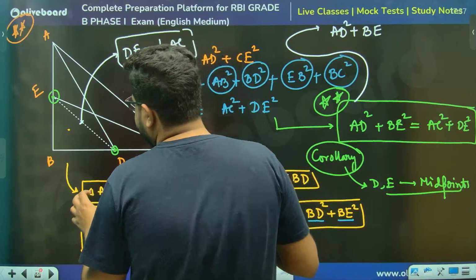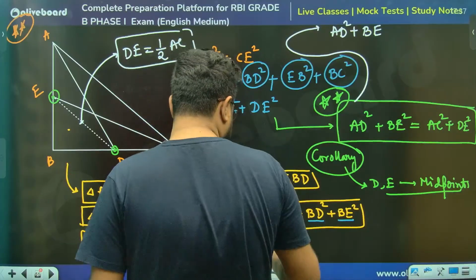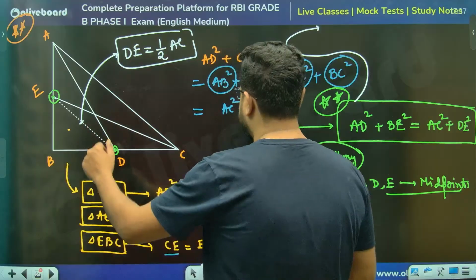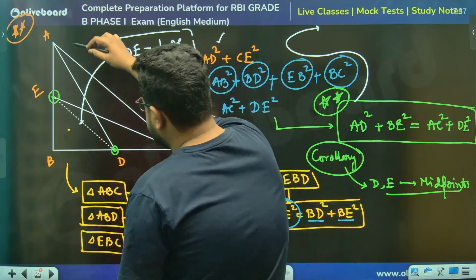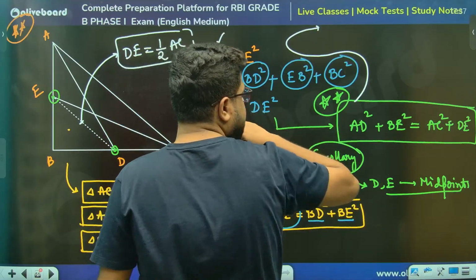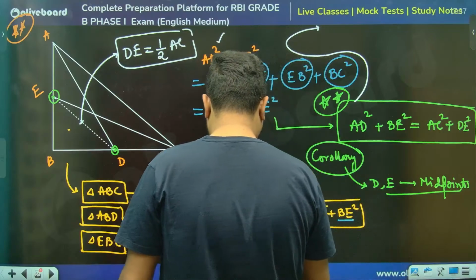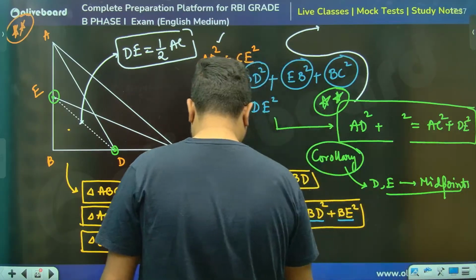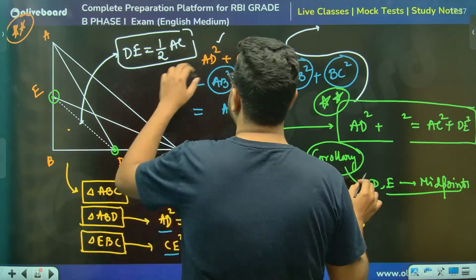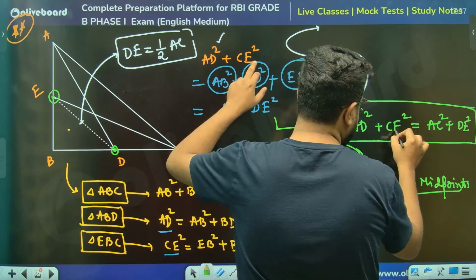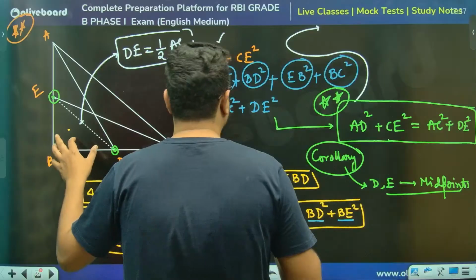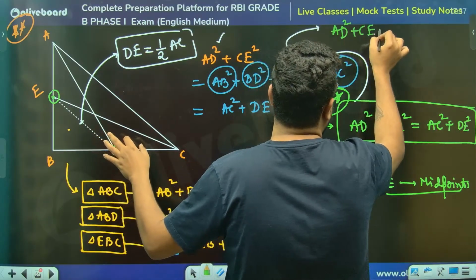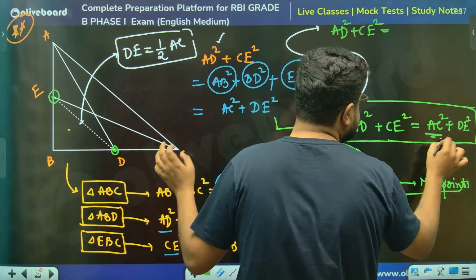Acha, BE is what, sir? Let's do one thing, let's do it together. Sir, AD is what, sir? AD square. One second, did we do something wrong? Look at AD square plus CE square. Oh sir, sorry, my mistake. It was CE square, no? Why have I written BE square? My mistake. Now, that means AD square plus CE square can be written as AC square.